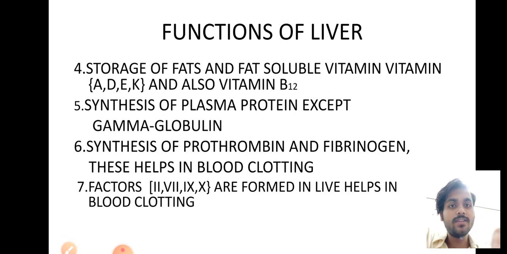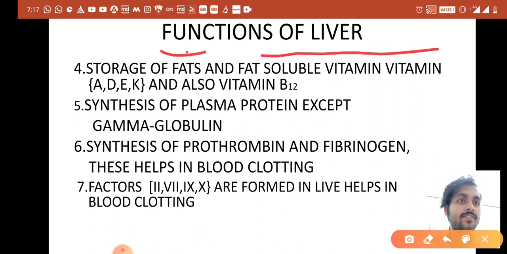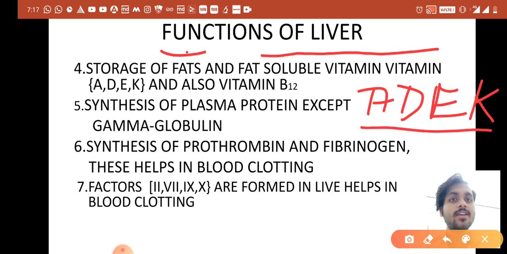Moving to the next function, the fourth function of liver is storage of fats and fat soluble vitamins. What are fat soluble vitamins? Vitamin A, vitamin D, vitamin E and K. A-DEK, it is a trick. So liver stores vitamin A, vitamin D, vitamin E and vitamin K. These all are fat soluble vitamins. Liver also stores vitamin B12.